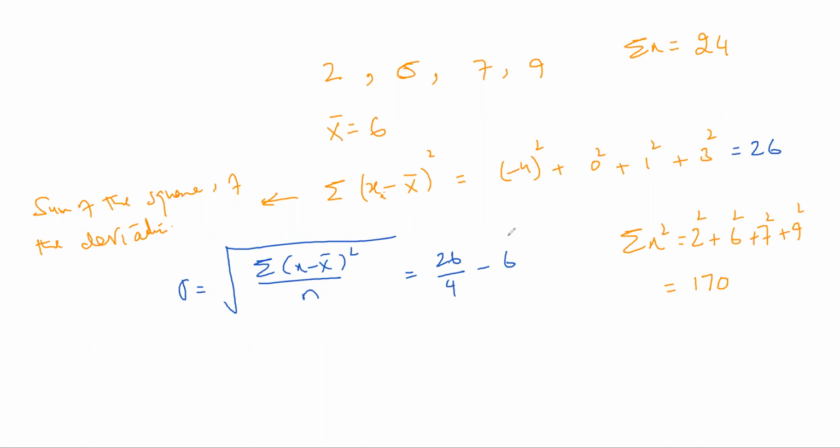Let me just find the variance in this case. So this is going to be this. It says 4, the mean was 6. This is 4 point whatever, 4.5 minus 36. This is a very bad example, in fact. So this is going to be minus 31.5.